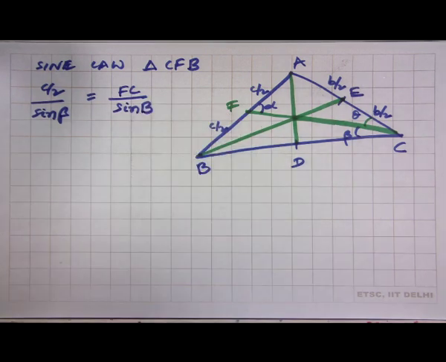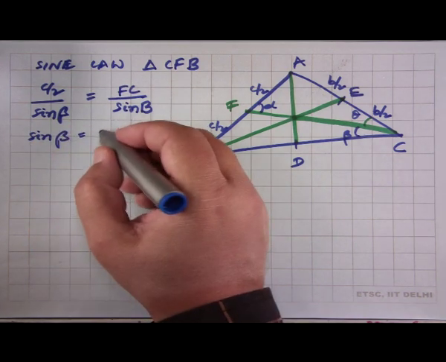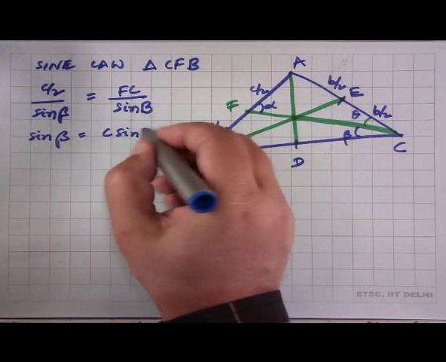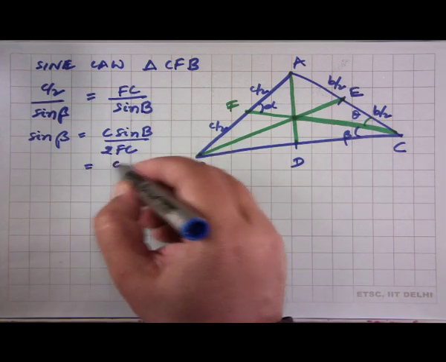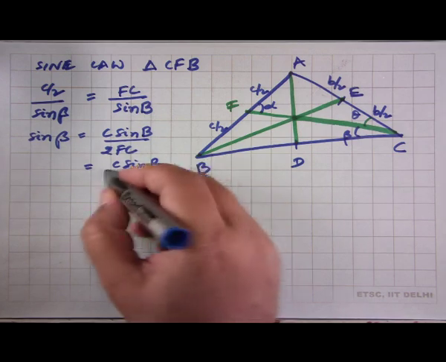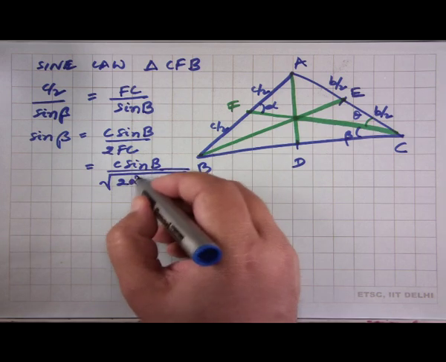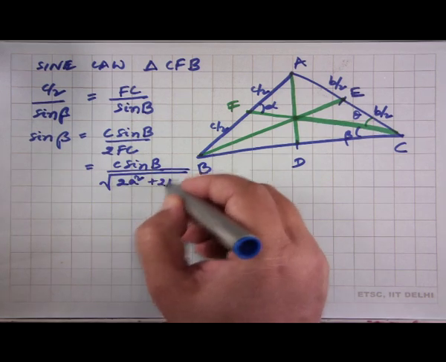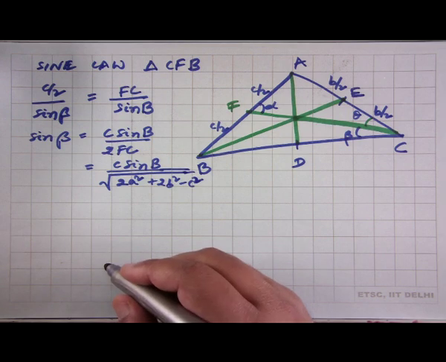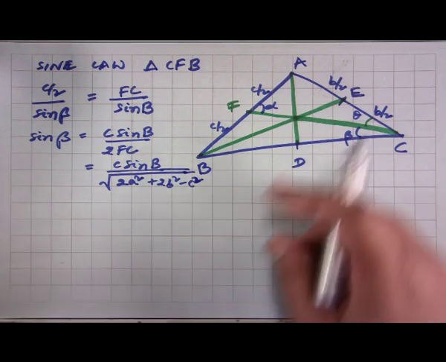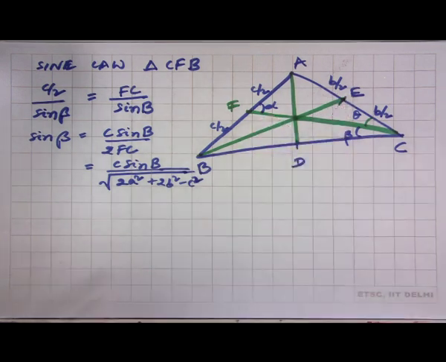And from there it obviously follows that sine of beta is equal to C into sine B by 2 FC, which simply is equal to C into sine B over square root of 2A square plus 2B square minus C square. And now it of course just remains to find the value of the angle alpha.